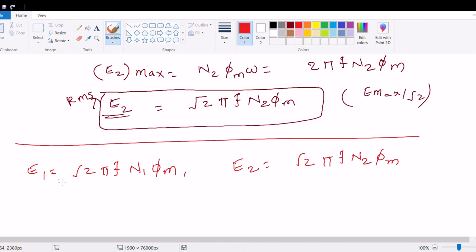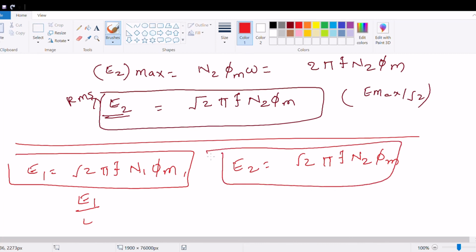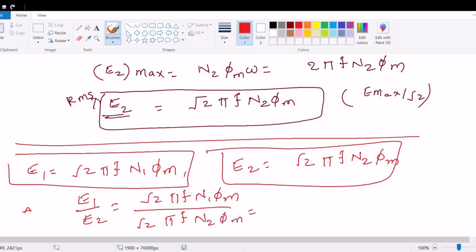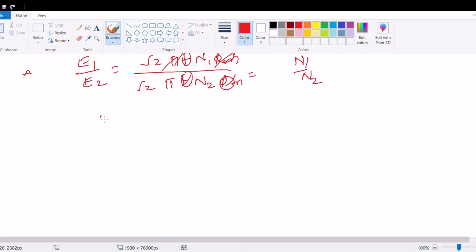Now compare these two. E1 by E2, these are the EMFs induced in the primary and secondary windings. And now the transformation ratio is E1 by E2, which is equal to root 2 pi f N1 phi m by root 2 pi f N2 phi m. Therefore, supply frequency is constant and phi m is constant, so they cancel each other, and we get N1 by N2. Therefore the transformation ratio of a transformer is E1 by E2 equal to N1 by N2.